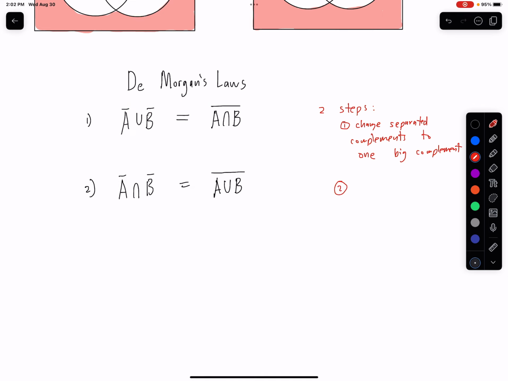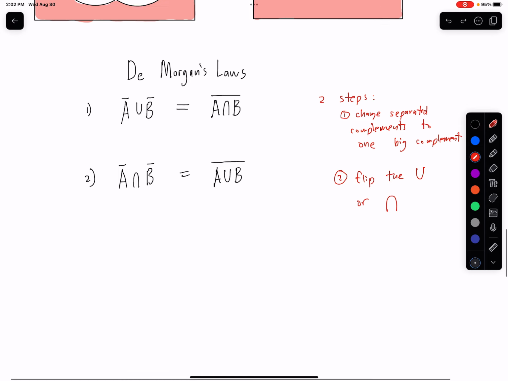Second step, just flip the union or intersection. So if it started off as a union, it's going to flip to an intersection. If it started off as an intersection, it's going to flip to a union. And that works also from this direction, for number 2, right? Step 1, I have my separate complements, and I'm going to combine them into one big one. Step 2, if I had an intersection, I flip it over to a union. Those are the basic steps, just a little tiny mnemonic to remember what the change is from going from one stage to another. So that allows us to do things like this.